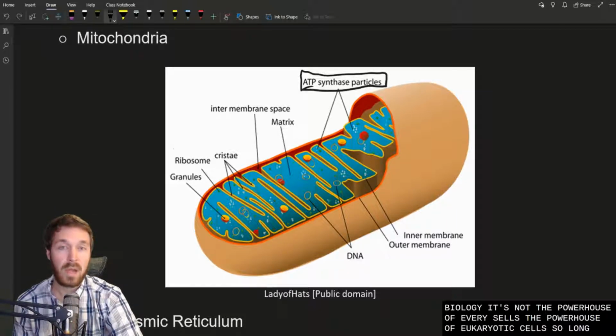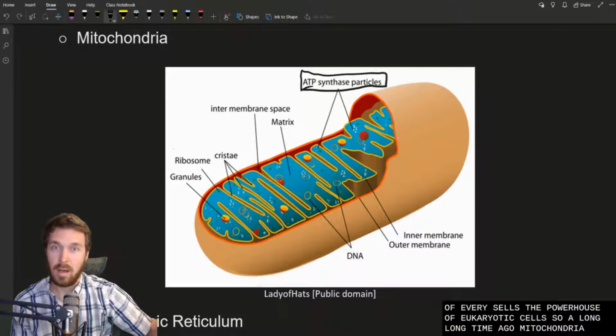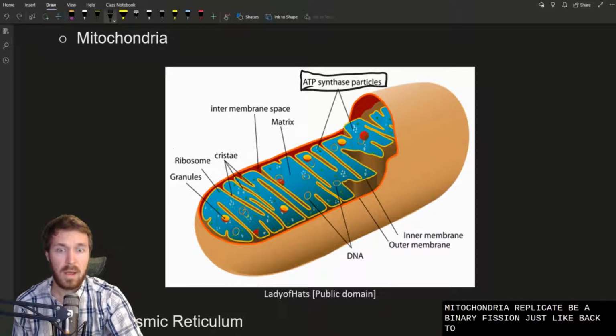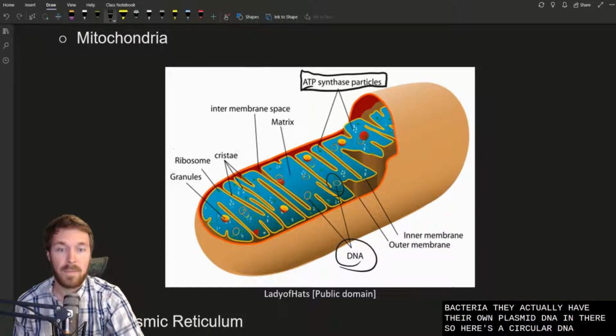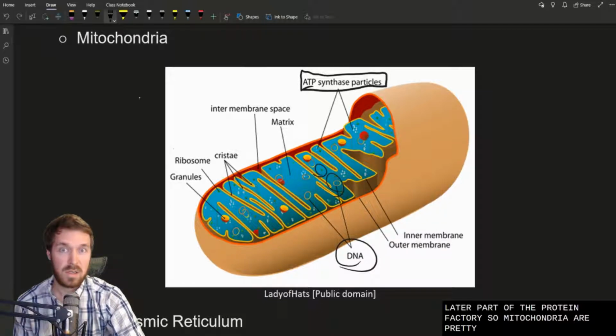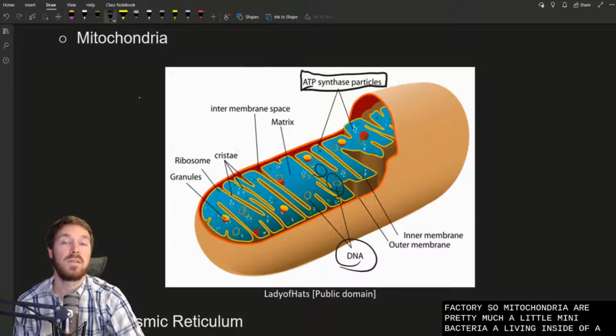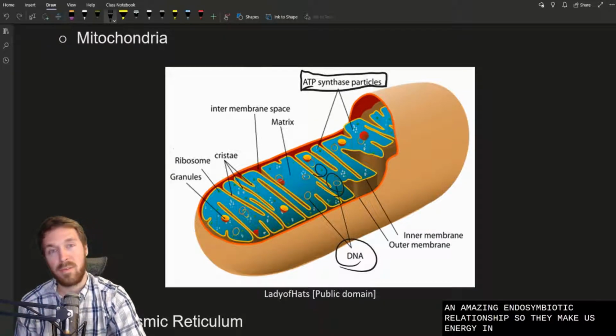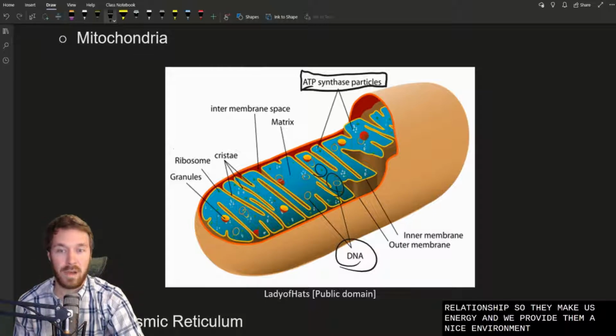So a long, long time ago, mitochondria, they replicate via binary fission just like bacteria. They actually have their own plasmid DNA in there. So here's circular DNA. They have their own ribosomes, which we're going to talk about later, which are the protein factories. So mitochondria are pretty much a little mini bacteria living inside of us, or a little unicellular organism that has made an amazing endosymbiotic relationship. So they make us energy, and we provide them a nice environment to survive.